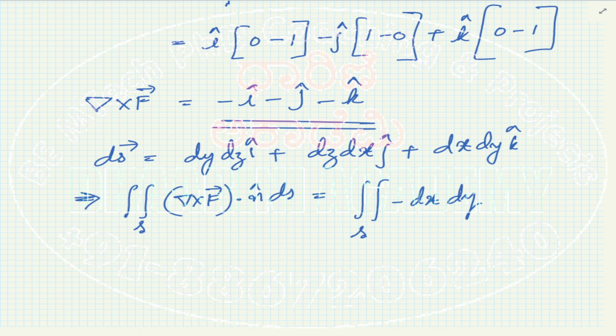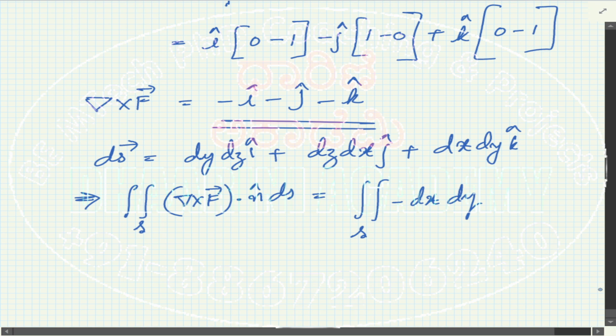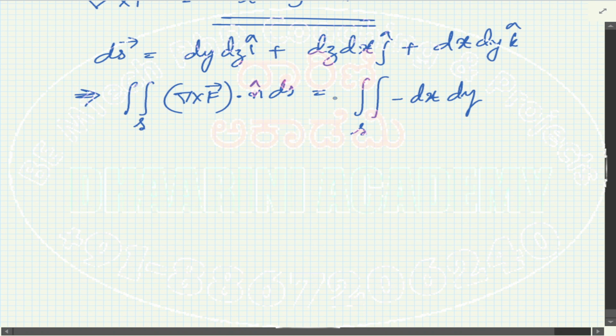Now I need to calculate the area of the circle. This represents the area of a circle with radius 1. So it is pi r square, which is pi into radius 1 squared. So this becomes equal to pi.